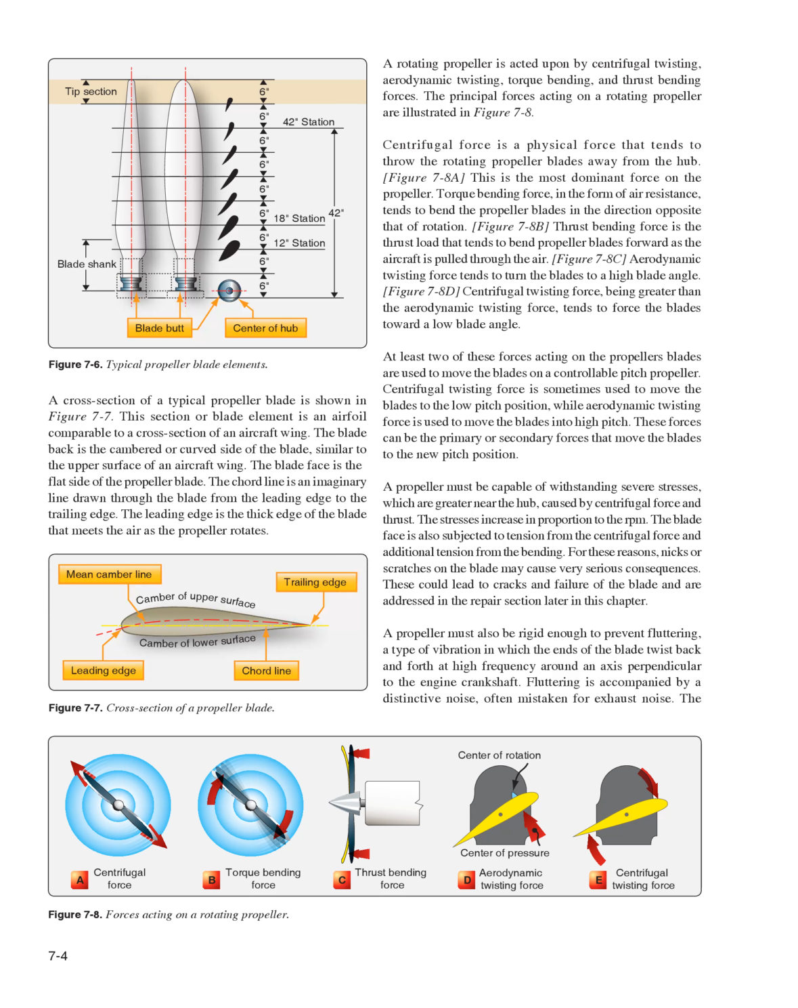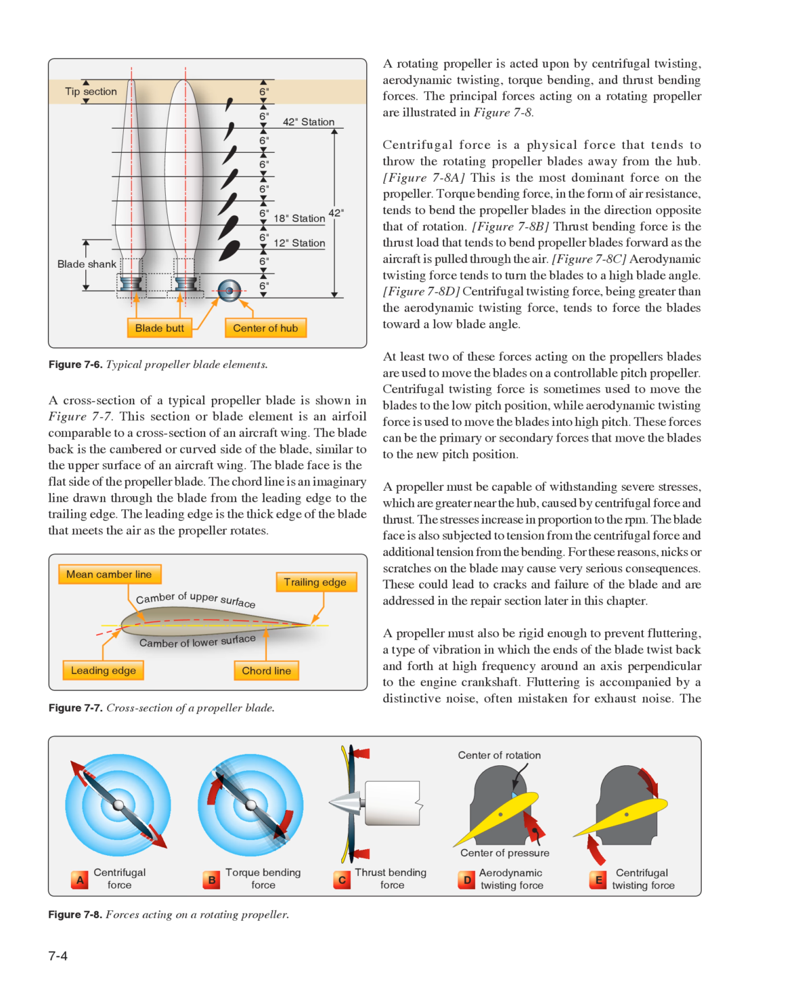A cross-section of a typical propeller blade is shown in Figure 7.7. This section or blade element is an airfoil comparable to a cross-section of an aircraft wing. The blade back is the cambered or curved side of the blade, similar to the upper surface of an aircraft wing. The blade face is the flat side of the propeller blade. The chord line is an imaginary line drawn through the blade from the leading edge to the trailing edge. The leading edge is the thick edge of the blade that meets the air as the propeller rotates.